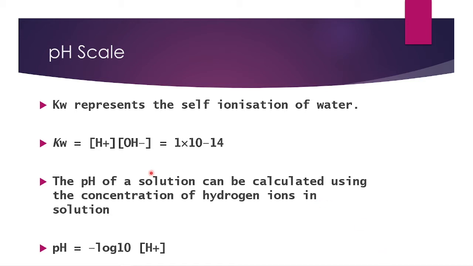Important later. The pH of the solution can be calculated using the concentration of hydrogen ions in the solution. So the pH is the negative log 10 of H+ ions. So if you can work out the H+ ions, you can work out the pH.